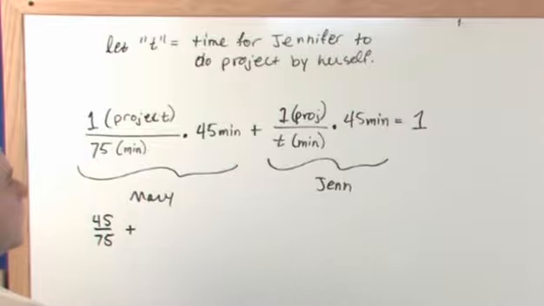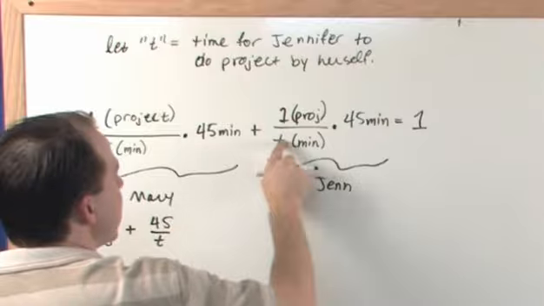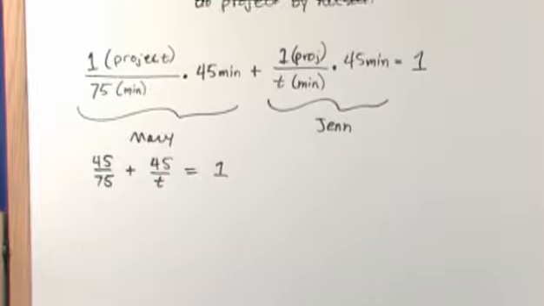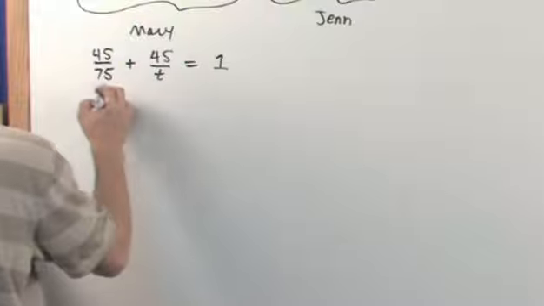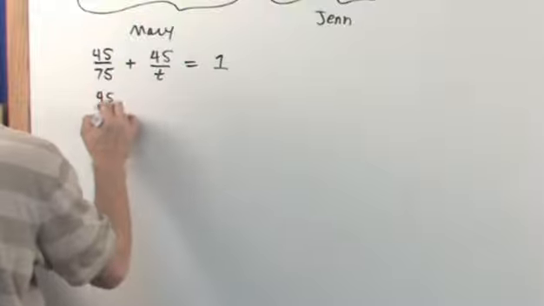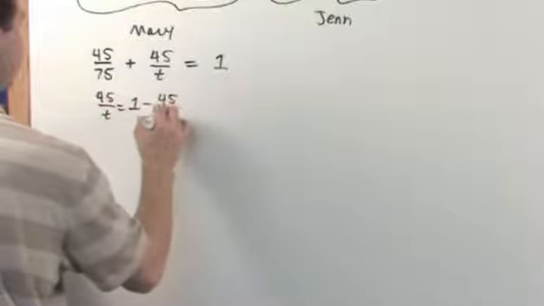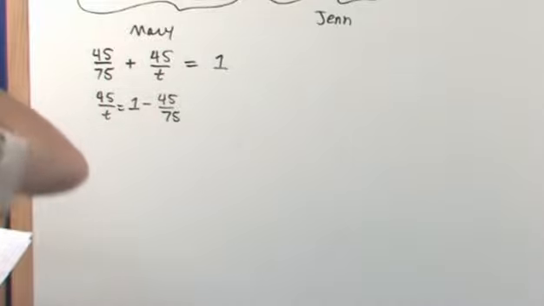Plus, okay, 45 divided by t, 45 over t times 1, okay? And that's going to equal 1, okay? And we want to be able to solve for t, okay? So what I'm going to do is take this 45 over 75 and move it over here. 45 divided by t is equal to 1 minus 45 divided by 75. Take this, subtract it from both sides. So I have 1 minus that.